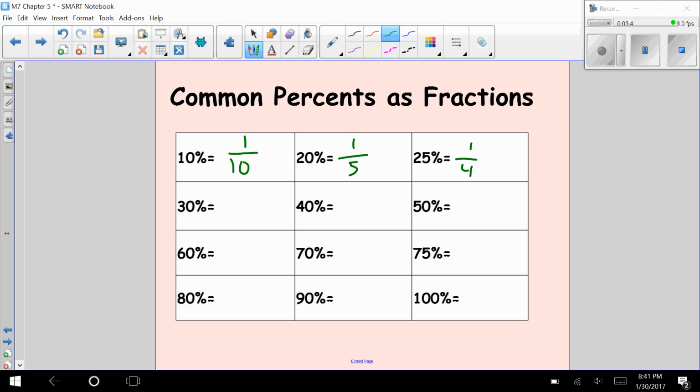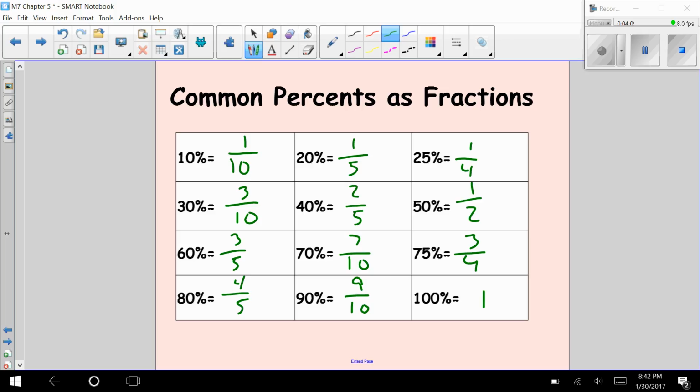25% is 1/4. 30% is 3/10. 40% is 2/5. 50% is 1/2. 60% is 3/5. 70% is 7/10. 75% is 3/4. 80% is 4/5. 90% is 9/10. And 100% is just 1.